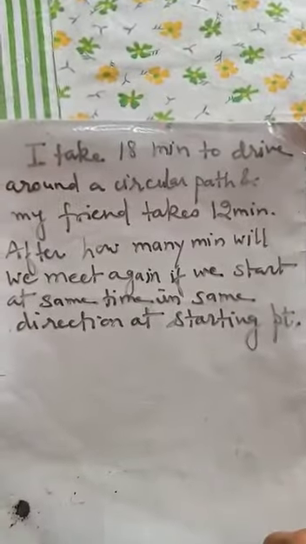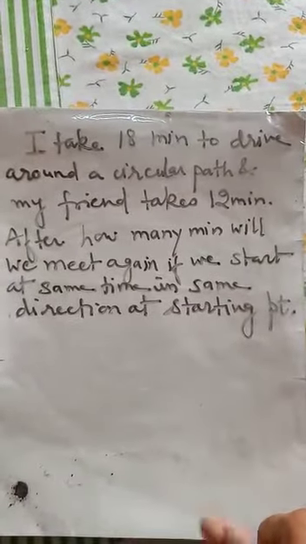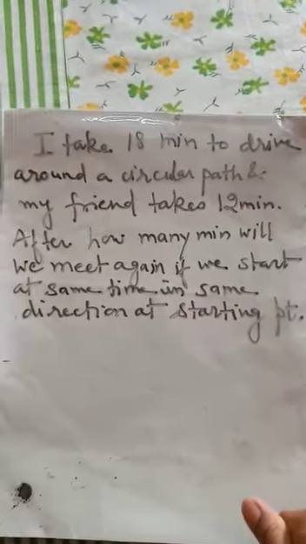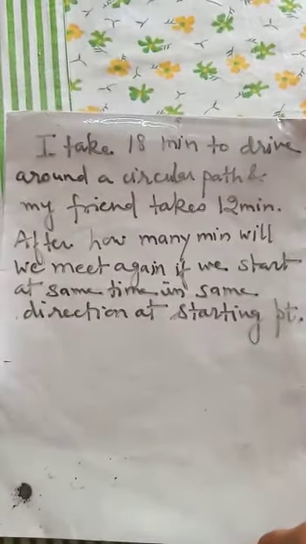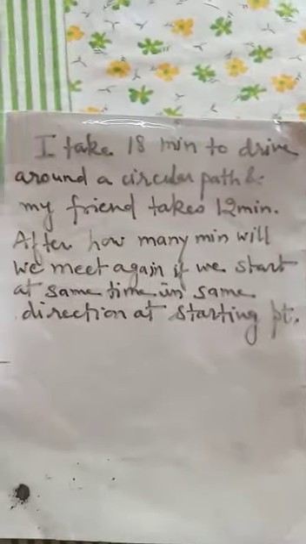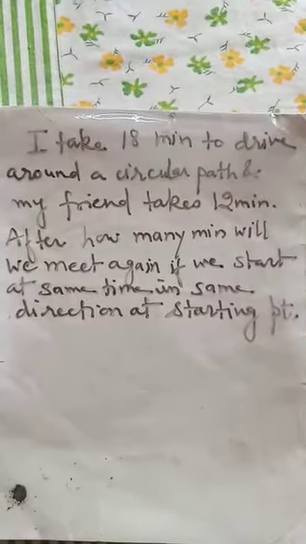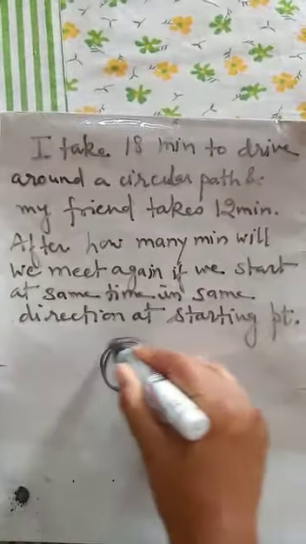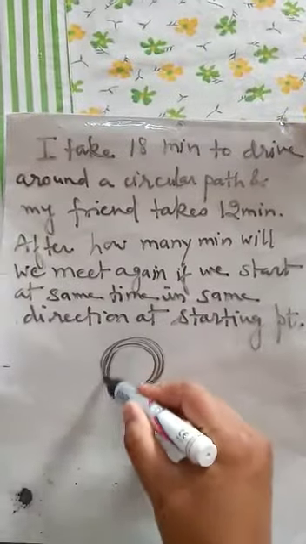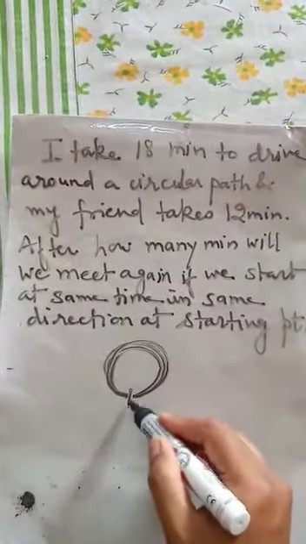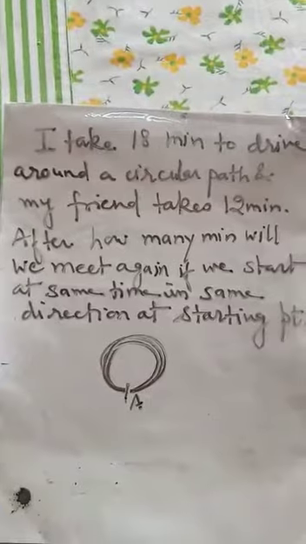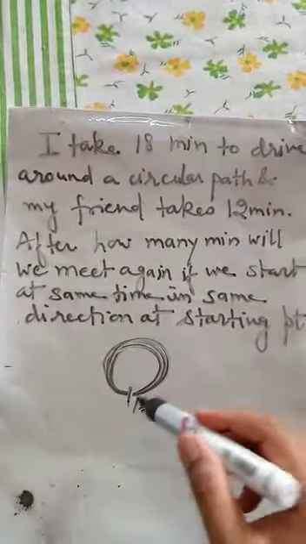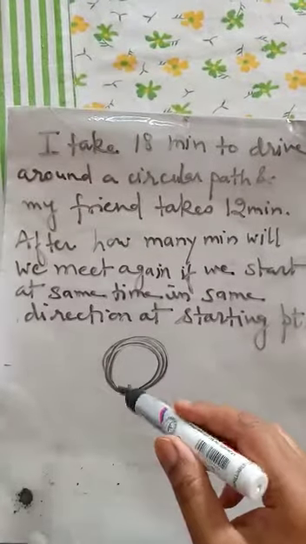Now look at this question. I take 18 minutes to drive around a circular path and my friend takes 12 minutes. After how many minutes will we meet again if we start at the same time in the same direction at the starting point? So there is a circular path. I am taking 18 minutes to cover this whole path and my friend is taking 12 minutes to cover this whole path. I start at this point A only. And then we have to find out after how many minutes I will actually meet my friend.